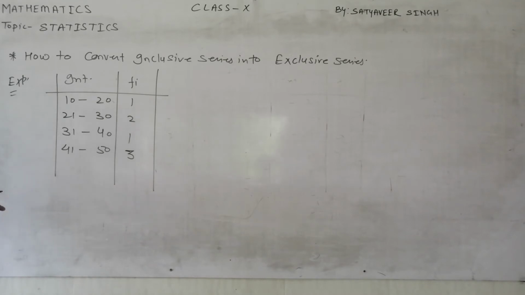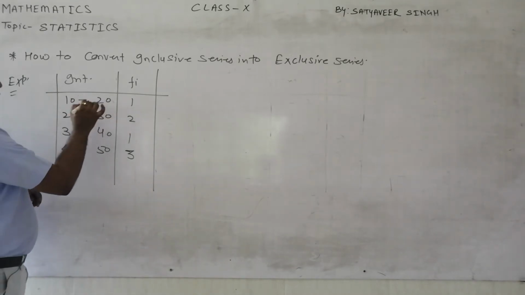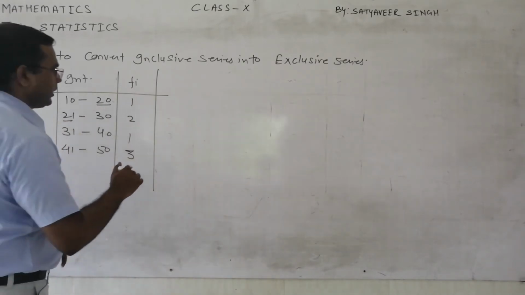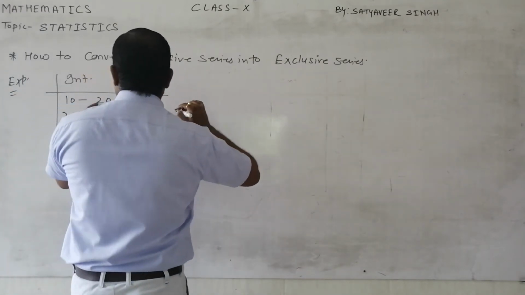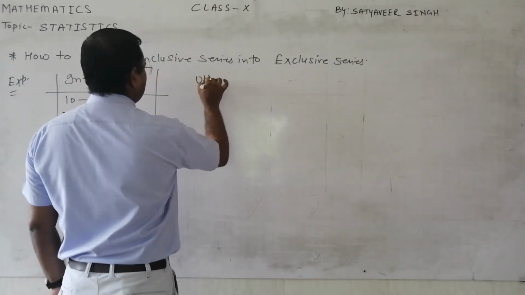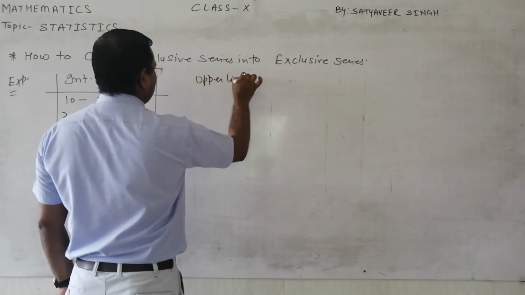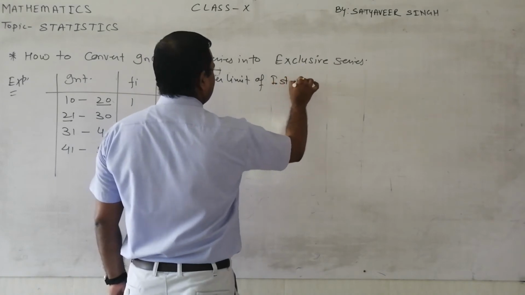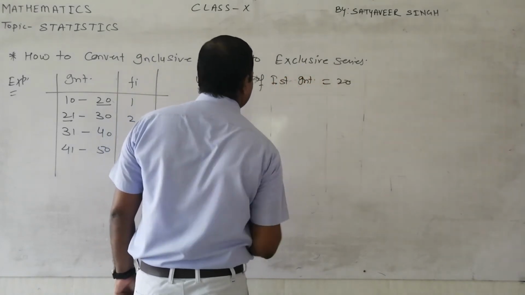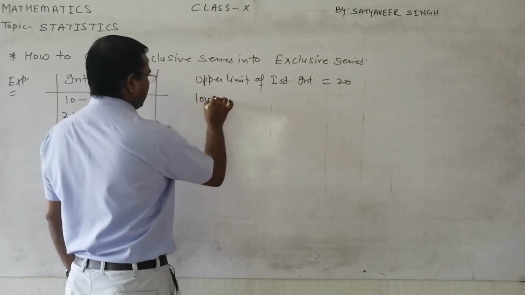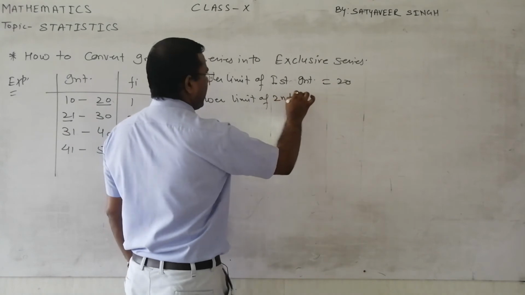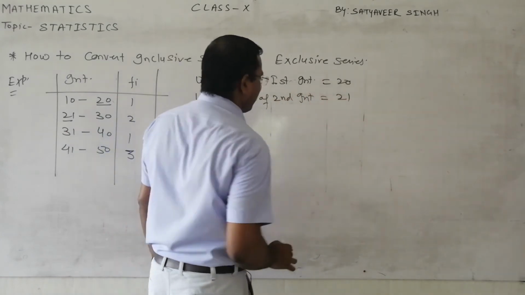So how to convert into exclusive? So you will have to do what? This upper limit of the first interval and lower limit of the next interval, you will have to see. Here it is upper limit of, we can say, first interval, it is 20, and we can say lower limit of second interval, it is 21.